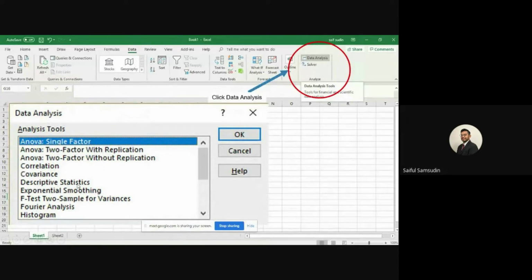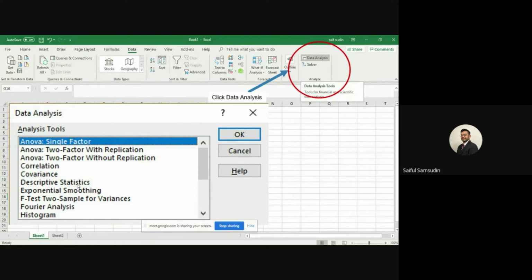So believe me, a fun fact: for my master's and PhD, 80% I used Microsoft Excel as my statistical analysis for my research. So I don't use SPSS. I don't use any other software. I just used only Microsoft Excel for my analysis.